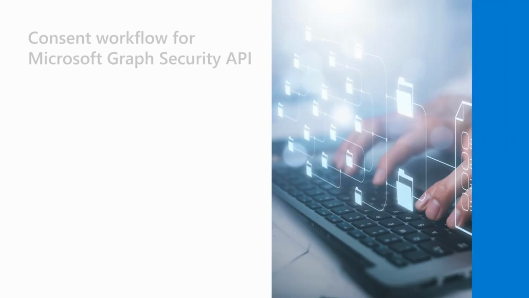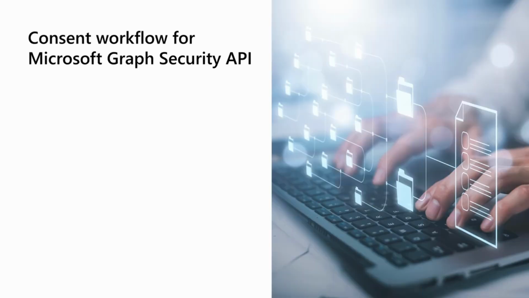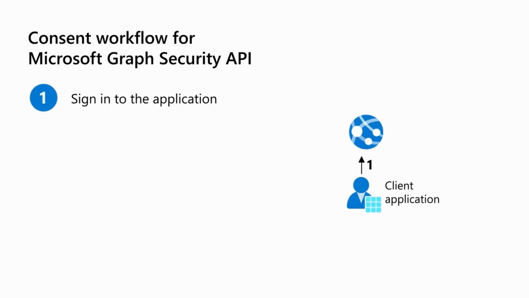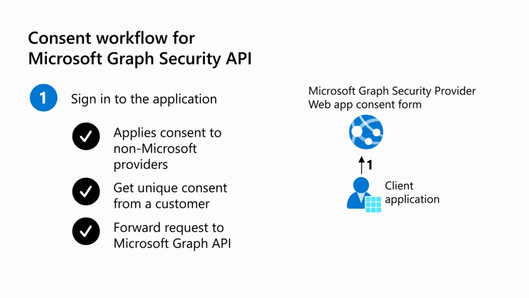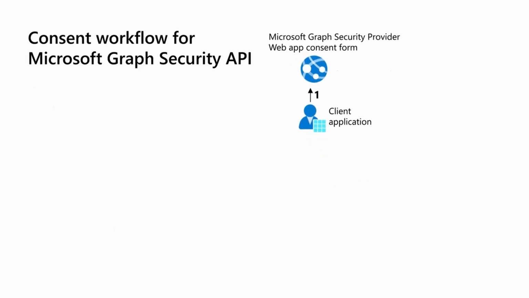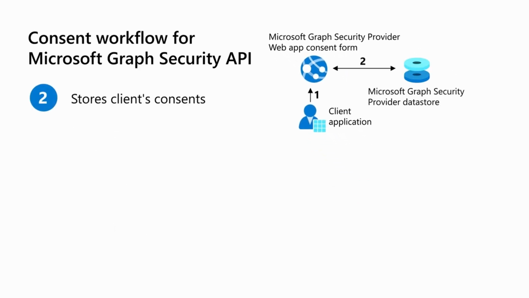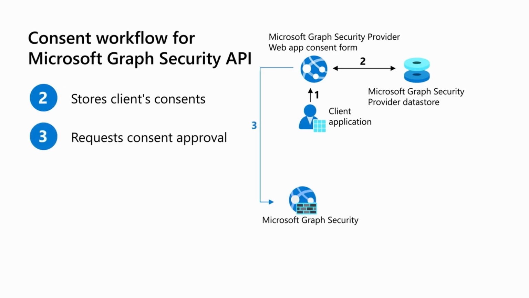Let's look at the constant workflow for Microsoft Graph Security API provided by the security provider for non-Microsoft providers. First, to view the consent form from the provider, the application user must sign in to the application. The provider owns this consent form experience and applies to non-Microsoft providers only to get explicit consent from their customers to send requests to Microsoft Graph Security API. Second, the provider side stores the client's consent. Third, the provider consent service calls the Microsoft Graph Security API to inform consent approval for the respective customer.